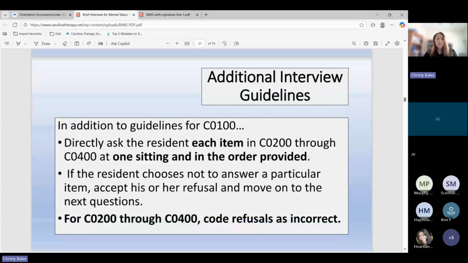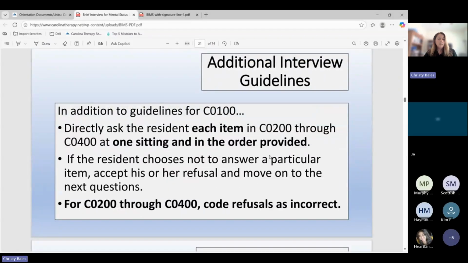All right, so additional interview guidelines. In addition to guidelines for C0100, directly ask the resident each item in C0200 through C0400 at one sitting and in the order provided. We cannot stop the test. Once we go, we have to just continue to go. If we notice that they are not getting the answers or there's nonsensical things or we're having a breakdown, we'll talk about that in a little bit. But we have got to do it all at one time.